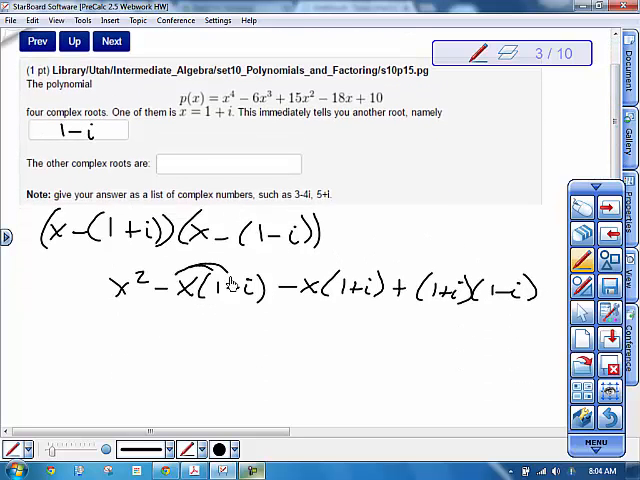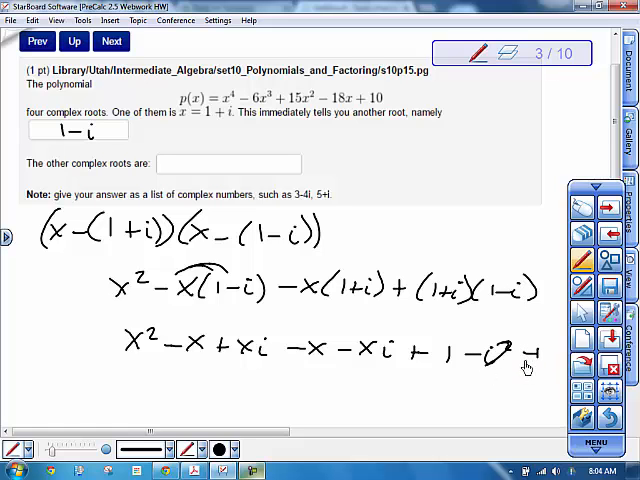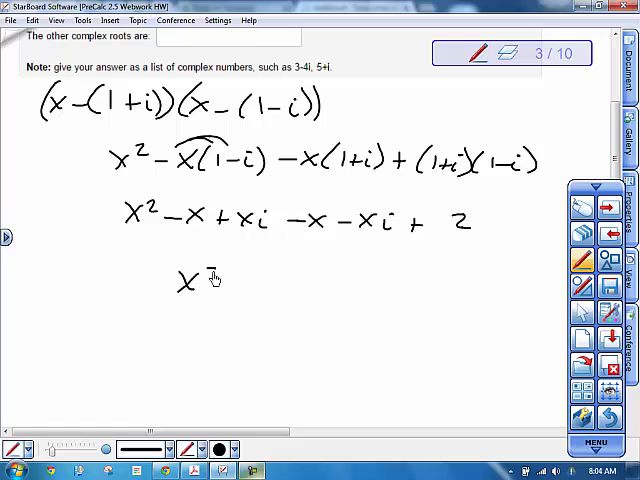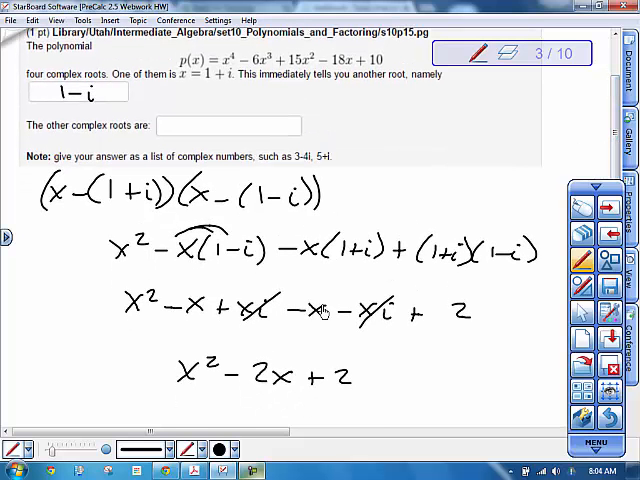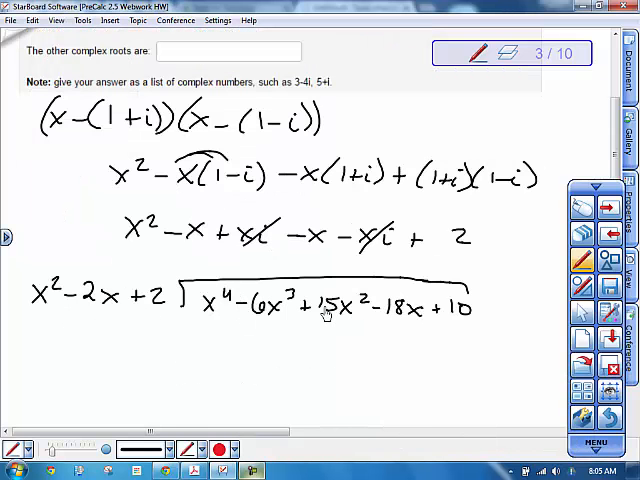So distribute, I get x squared minus x plus xi minus x minus xi plus 1 minus i squared, which is negative 1. Double negatives go positive, so that ends up being 2. And then I end up with x squared, the xi and the negative xi cancel, minus 2x plus 2. I need to find out what the other two roots are, so unfortunately I'm going to have to do the long division again. So I'll erase, actually I'll just carry this down. Hang on a second.